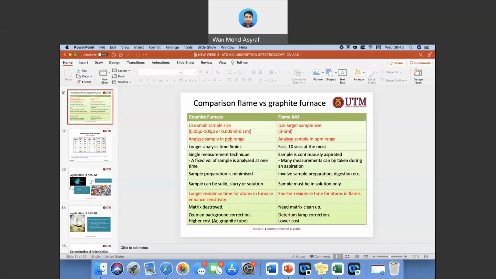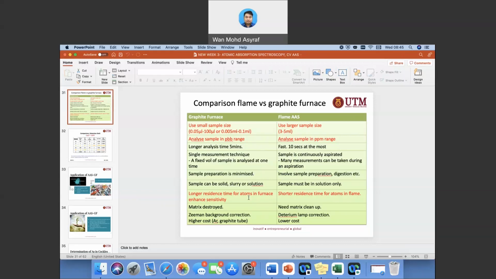As shown in this slide, the difference is that graphite furnace needs a much smaller sample size as compared to flame. The detection limit for graphite furnace is at ppb, part per billion, while for flame it is at ppm. And in terms of residence time, a longer analysis is needed for graphite furnace as compared to flame. As I mentioned, the sample preparation is minimized for graphite furnace.